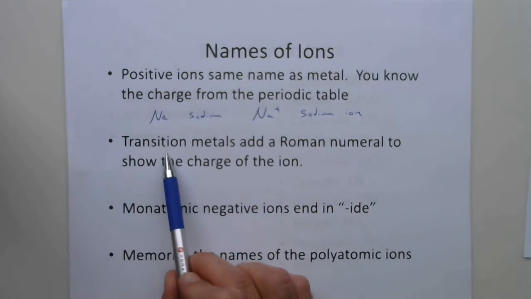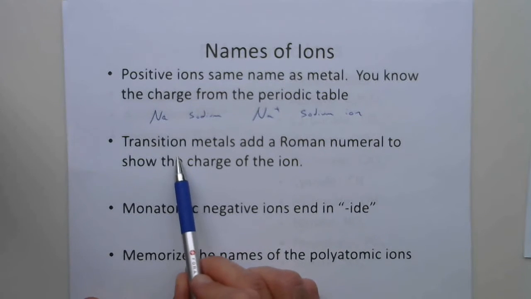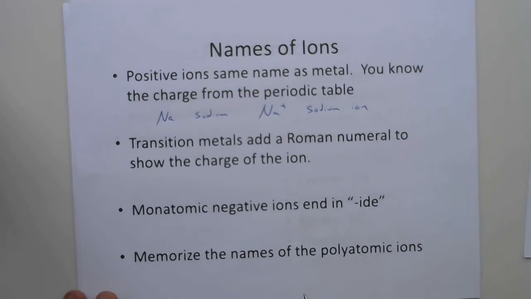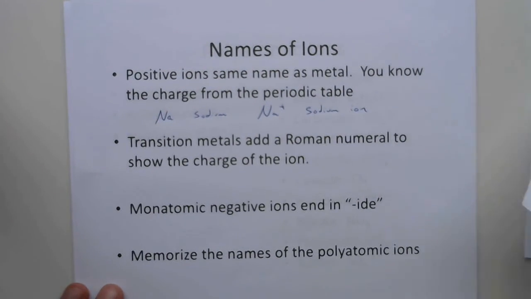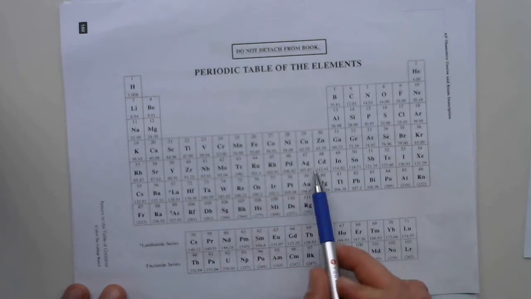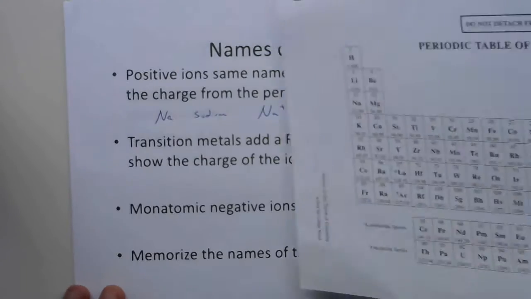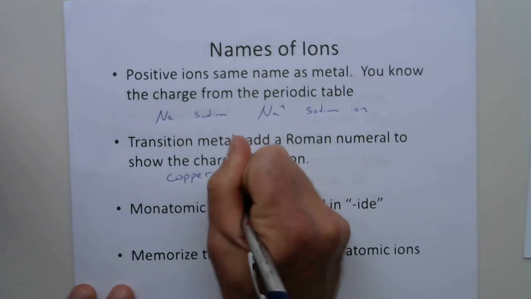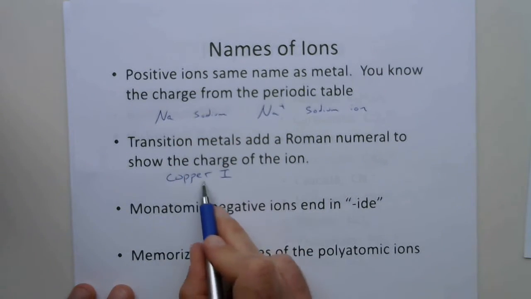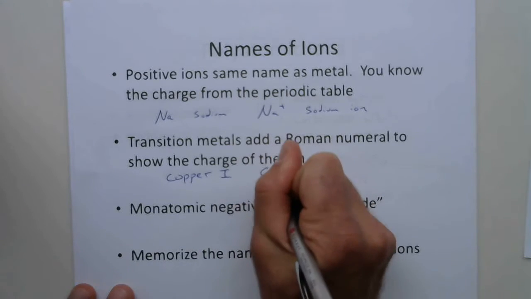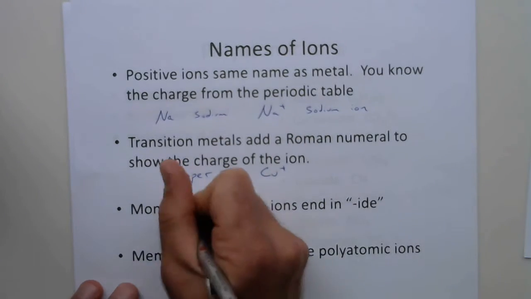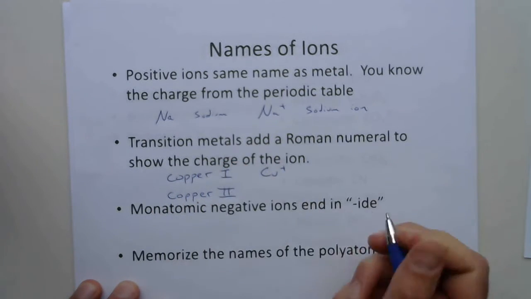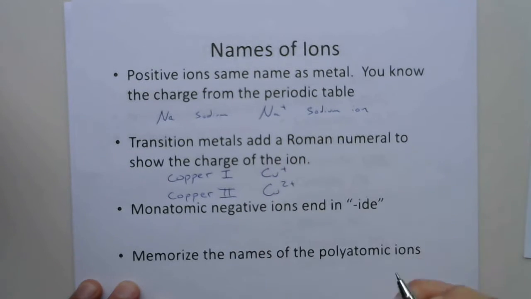For the transition metals, that's the middle section of the periodic table, they can form various ions. So we're going to use a Roman numeral to say what the charge of the ion is. Their charges can vary. So we'll look at copper, for instance. Copper sometimes forms an ion with a +1 charge, so we write it out like copper, Roman numeral 1, and that means Cu with a +1 charge. A different ion that copper can also form, copper with the Roman numeral 2, is Cu with a +2 charge.